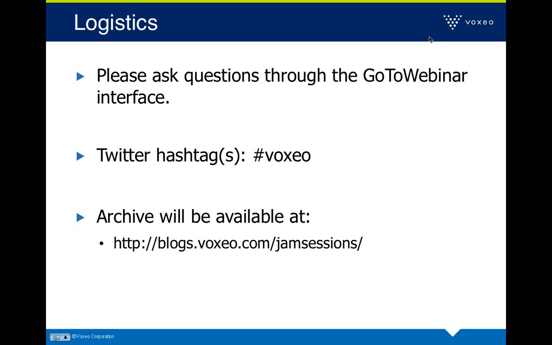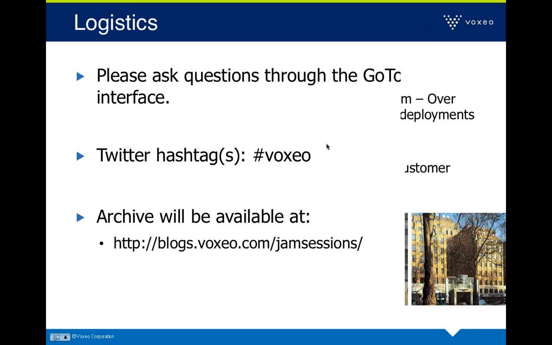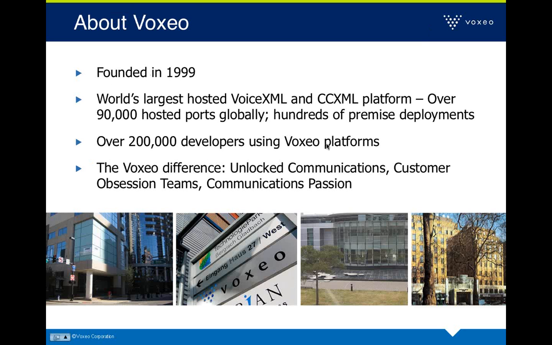For those of you who are new and may not know much about Voxeo, just a quick glimpse: we were founded in 1999. We are the world's largest hosted VoiceXML and CCXML platform. We have offices around the world. In Orlando, Florida is our corporate headquarters, but we also have offices in Cologne, Germany, Beijing, China, San Francisco, and London in the UK, and employees all around the world. We have 7 data centers. We have our own cloud that we operate that has our equipment on it. And we have over 200,000 developers who've been using our platforms.